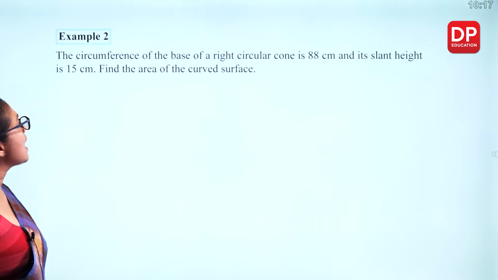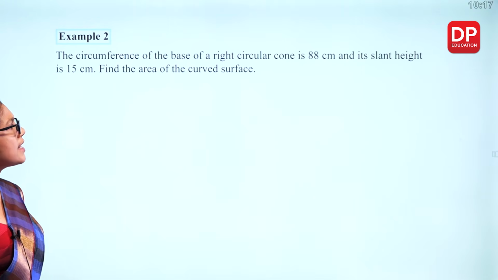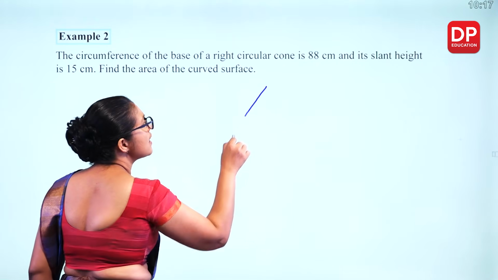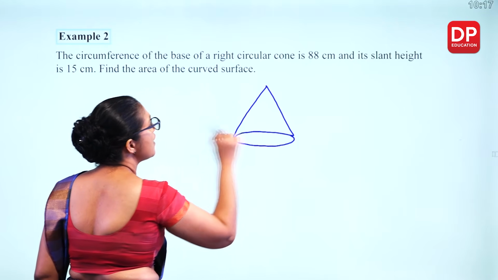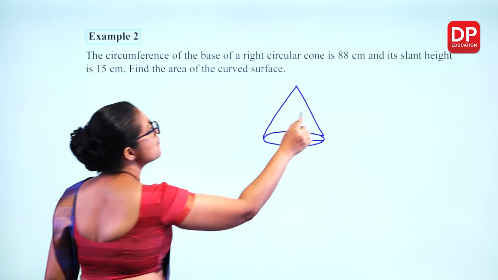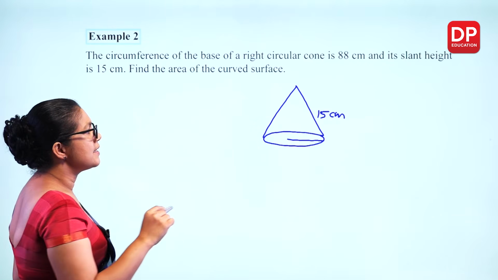Now we'll take example number 2. It says circumference of the base of a right circular cone is 88 and its slant height is 15. So here that means when you draw the diagram, slant height is 15. So this is given 15. L is given 15.